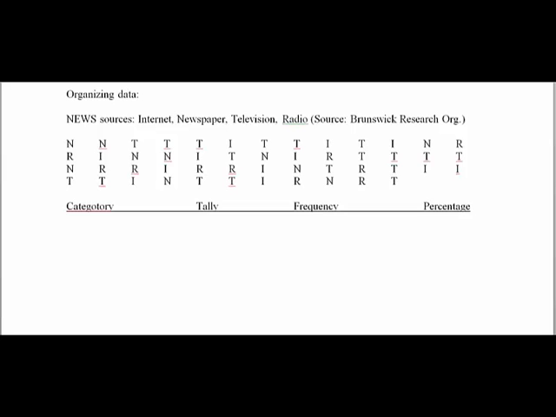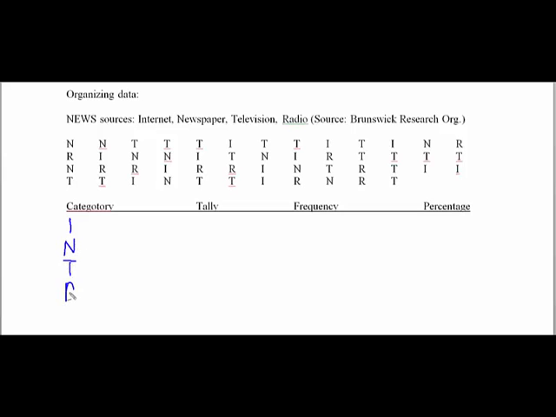So the first thing I'm going to do is look at this tally chart, where we count up the number of times someone responded to a question about where they get their news from. We have 4 different choices here: internet, newspaper, television, or radio. And so what I'm going to do is put down a letter for each of these 4 categories.